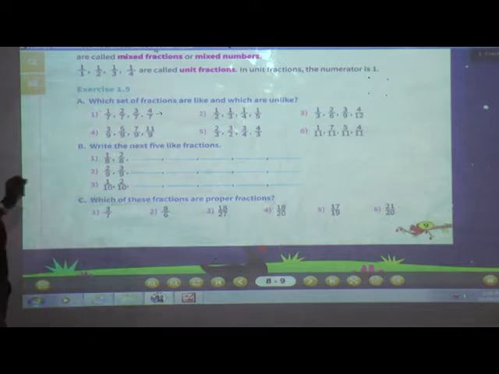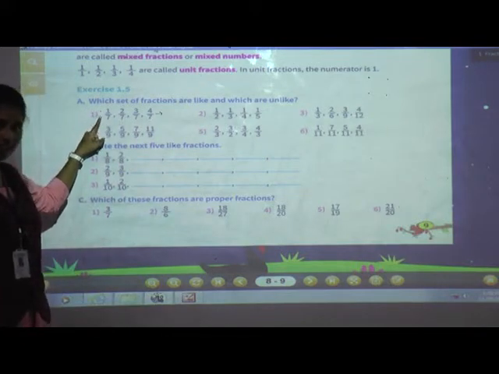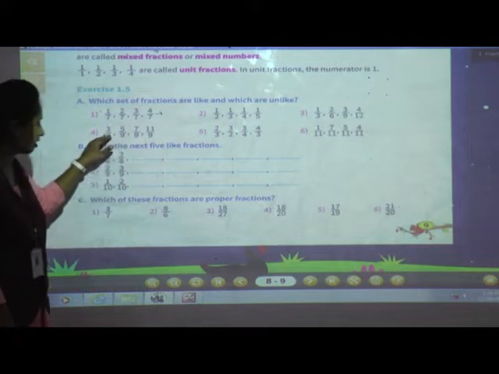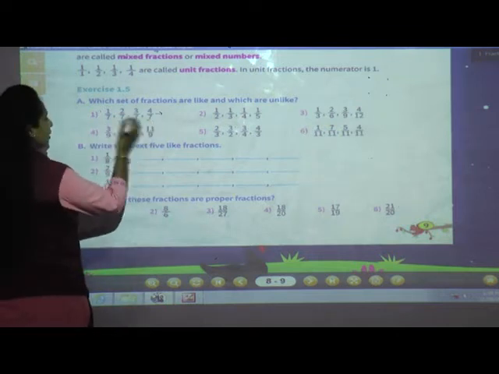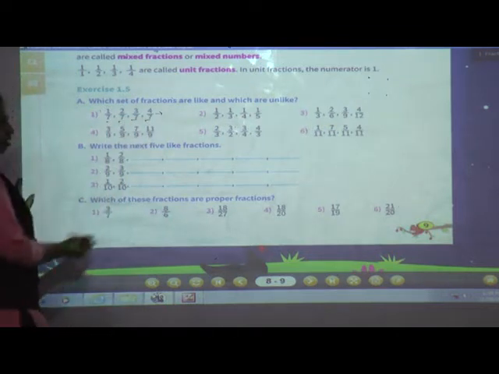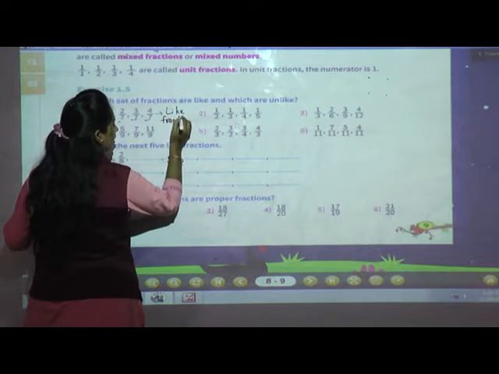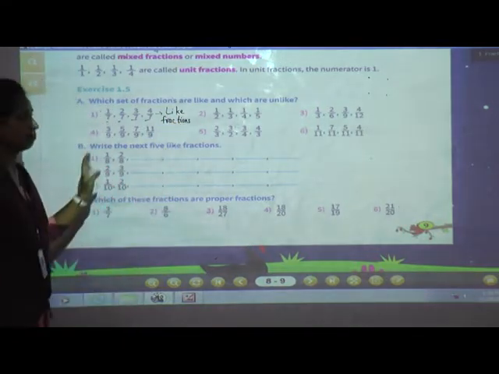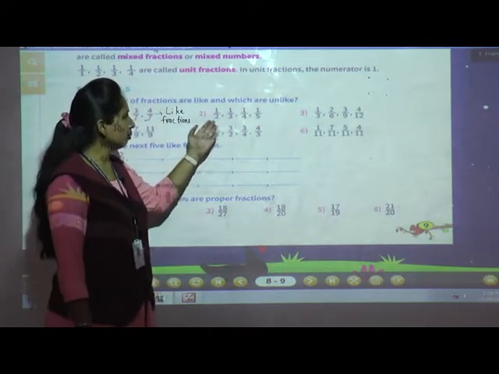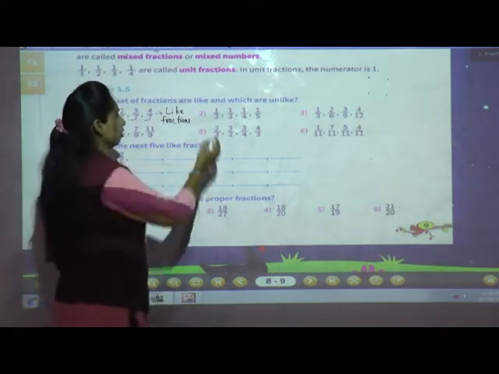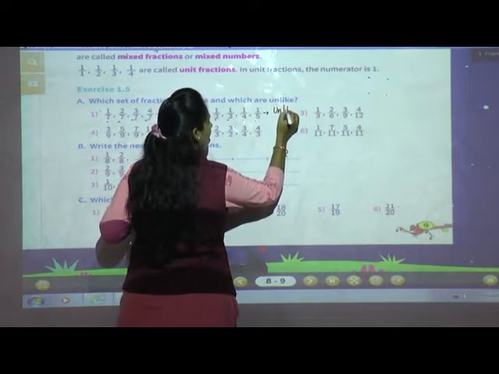Now what you have to see whenever you are doing this question, like or unlike? The denominator. If denominators are the same, they are like fractions. If denominators are not the same, they are unlike fractions. Now see, in the denominator place everywhere 7 is there. So this set is like fractions, isn't it? Yes. Now what about this? 1/2, 1/3, 1/4, 1/5. Are the denominators the same, students? No, different: 2, 3, 4, 5. So these are unlike fractions.